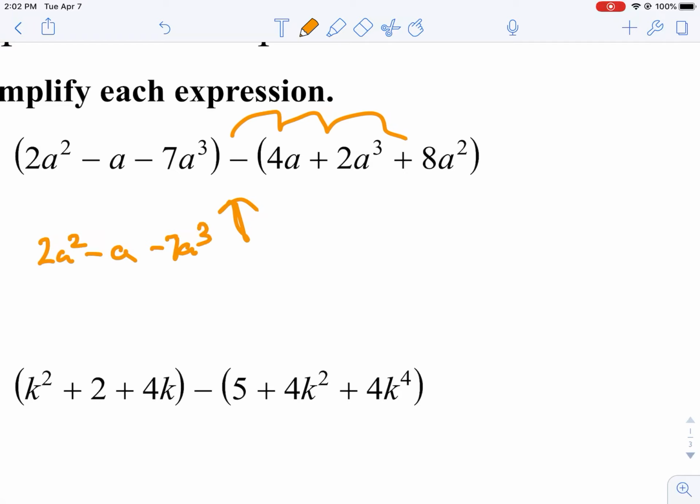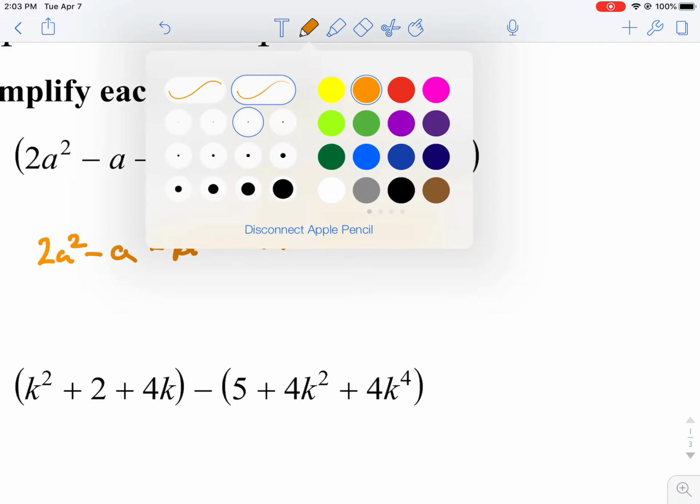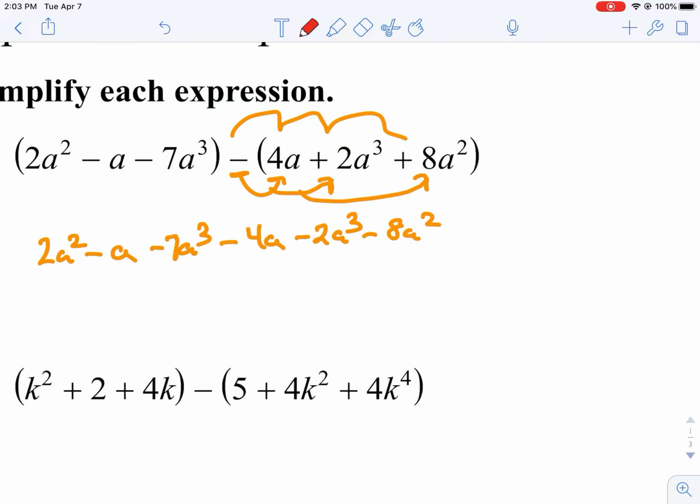2a squared minus a minus 7a to the third. Nothing happens to the front, okay? Nothing happens to that front polynomial. But this subtraction sign changes the sign of everything in here. So we have negative 4a, negative 2a to the third, negative 8a squared. And now we just collect the like terms.